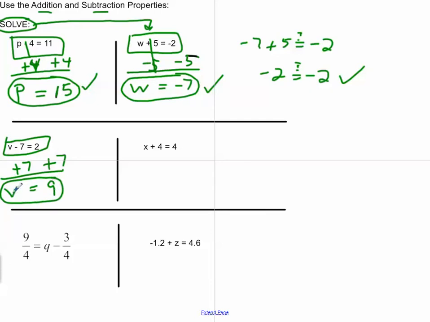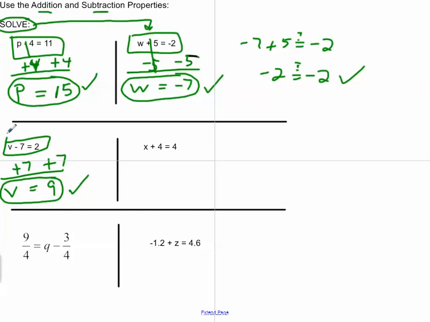I was told to solve the equation. Solve means isolate the variable on one side, everything else goes to the other. V equals 9. Is that a solution? 9 minus 7 equals 2. Sure enough, 9 minus 7 equals 2. There's our solution. So there's the addition and subtraction properties of equality.